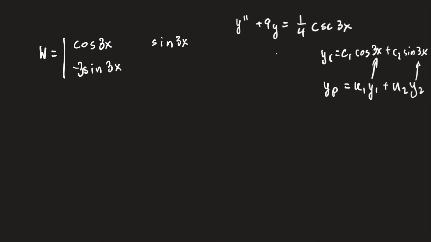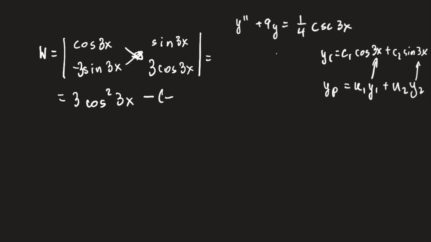And then the derivative of sine of 3x is just cosine of 3x times the derivative of 3x, which is 3. Now, as before, we're going to find a determinant, which means I'm going to multiply these terms, giving me 3 cosine squared of 3x minus, multiply these two, which is negative 3 sine squared of 3x.